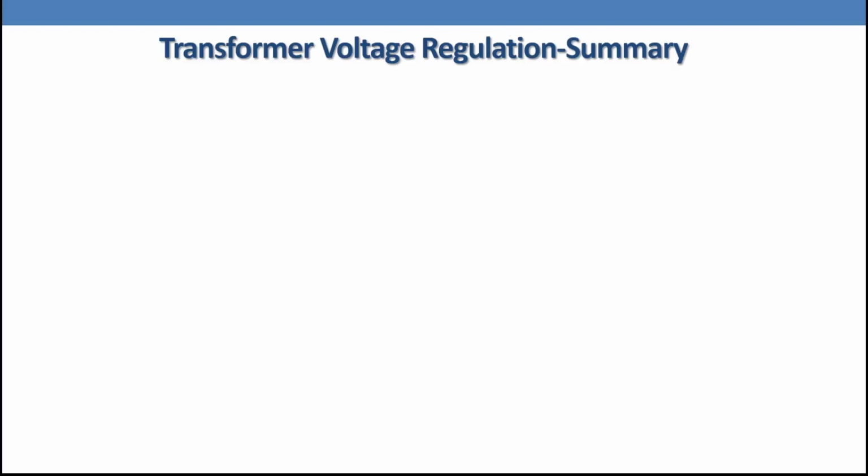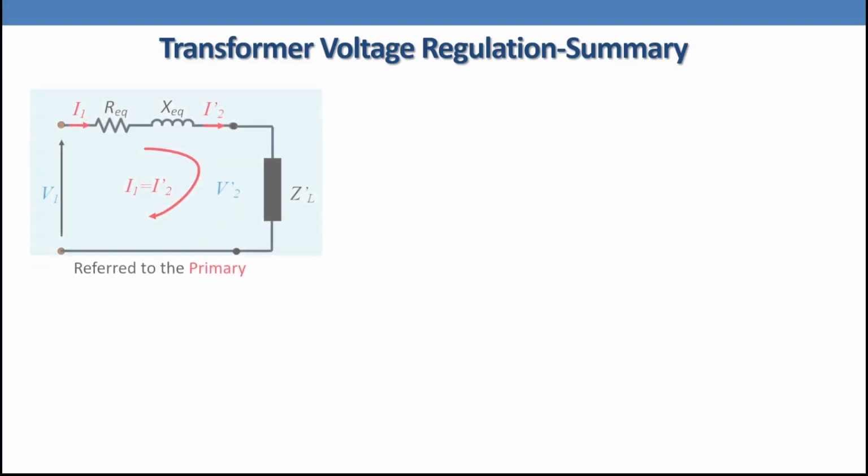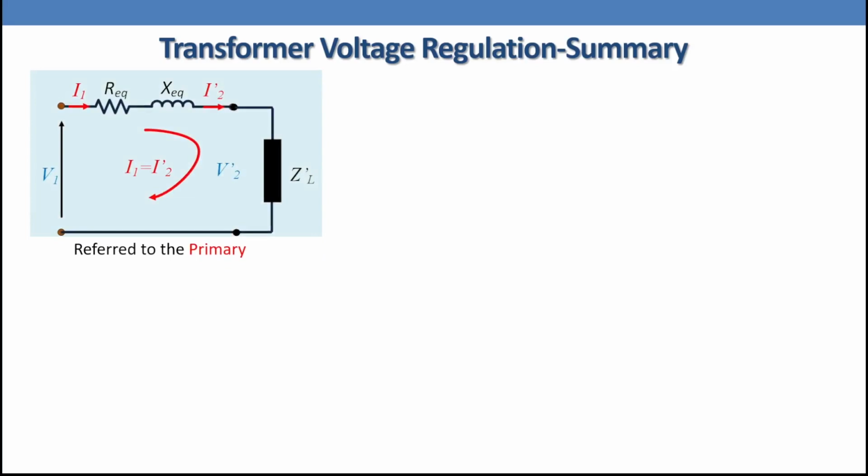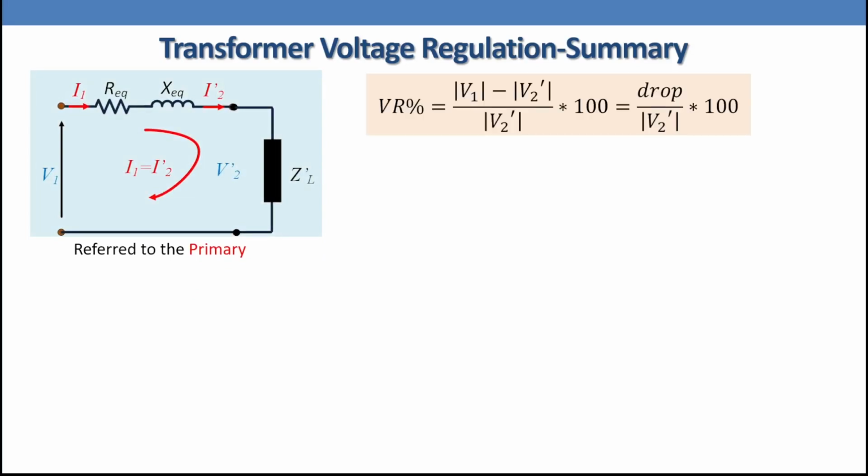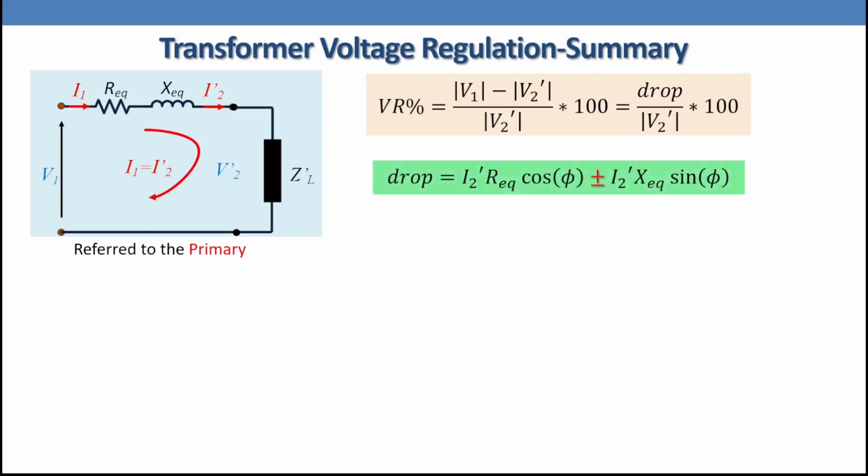Let us summarize how to calculate the voltage regulation if the circuit is referred to the primary side or secondary side. If the circuit is referred to the primary side, the voltage regulation is the magnitude of V1 minus V2 dash over V2 dash multiplied by 100, or the drop over the magnitude of V2 dash multiplied by 100. So what is the drop? I2 dash R equivalent cosine phi plus or minus I2 dash X equivalent sine phi, plus if it's lagging power factor, minus if it's leading power factor.